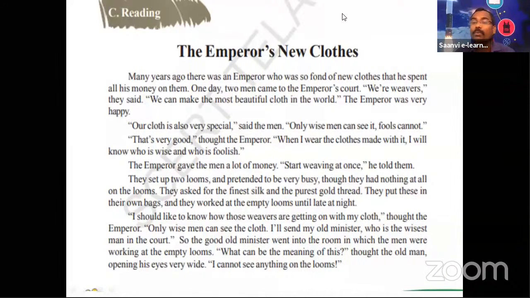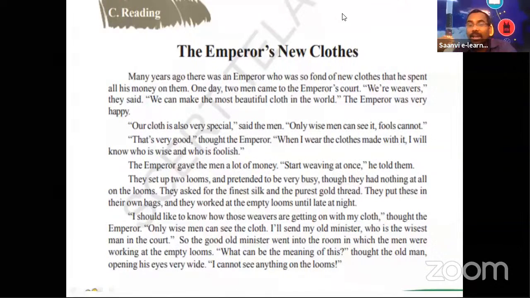And they pretended to be very busy, though they had nothing at all on the looms. They had nothing at all, but they pretended to be very busy.